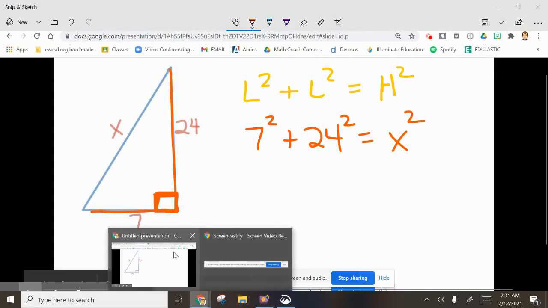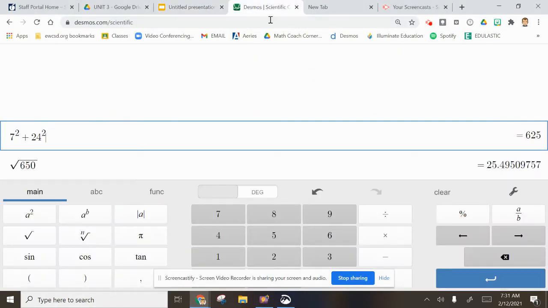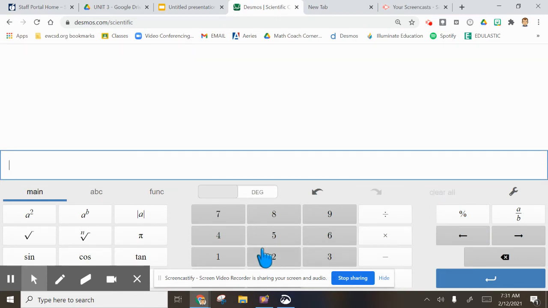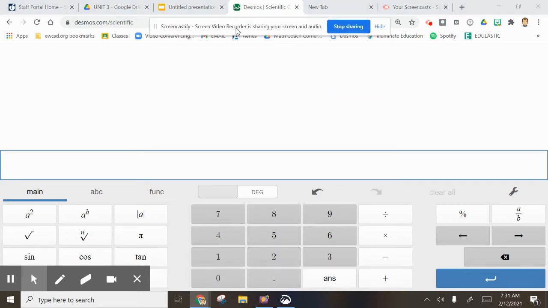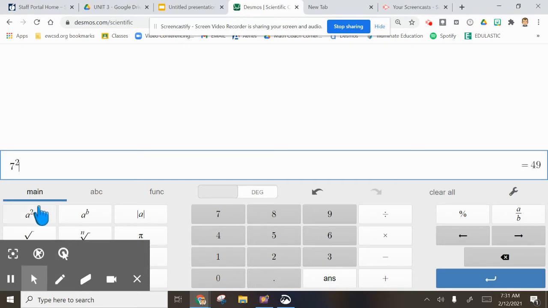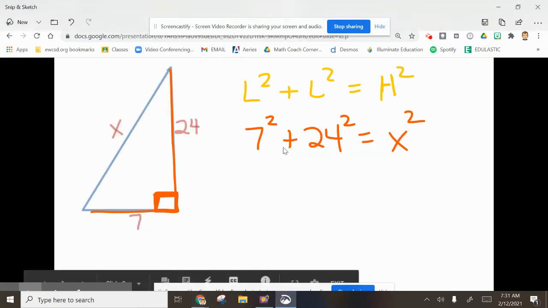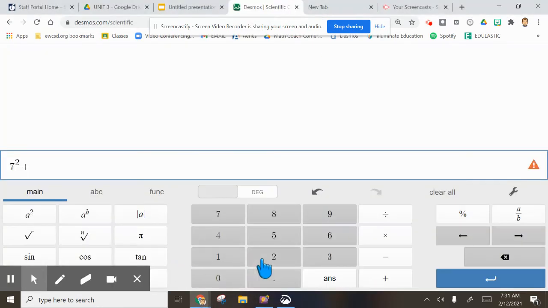Let me go ahead and open up my calculator, clear all, and when I attack this problem, I'm going to go 7, and then don't forget about this button over here, squared, okay? 7 squared plus, and what was it again? 24, and hit the button, square.